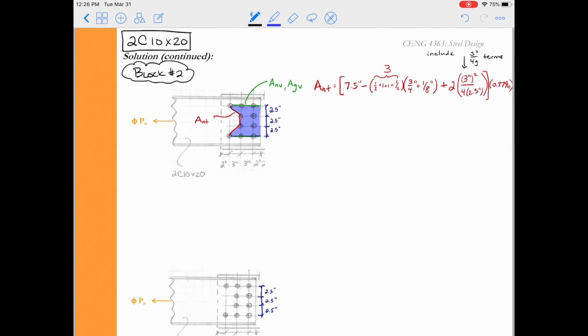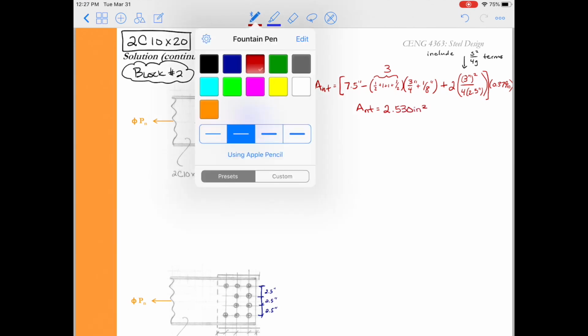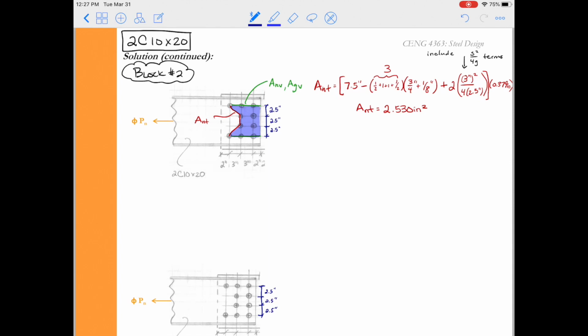S is the longitudinal spacing. So the longitudinal spacing on that red diagonal is 3 inches, and the transverse or the gauge spacing for both of those red diagonals is 2.5 inches. So that's why I've included that term. If you have questions on the s squared over 4g term, I'd recommend you go back to the videos on calculating fracture and staggered bolted connections. But otherwise, I think if you understand that, you're ready to move forward.